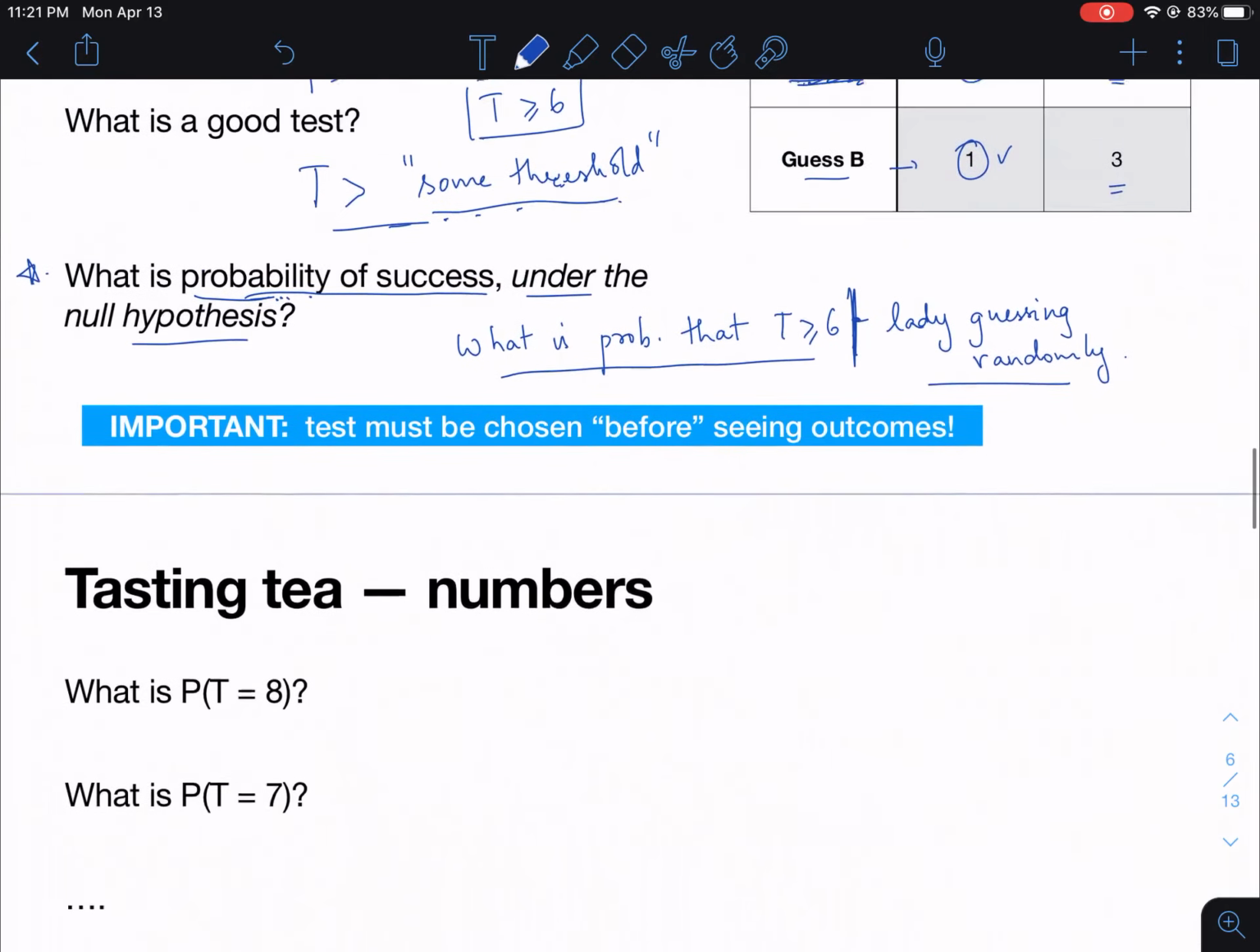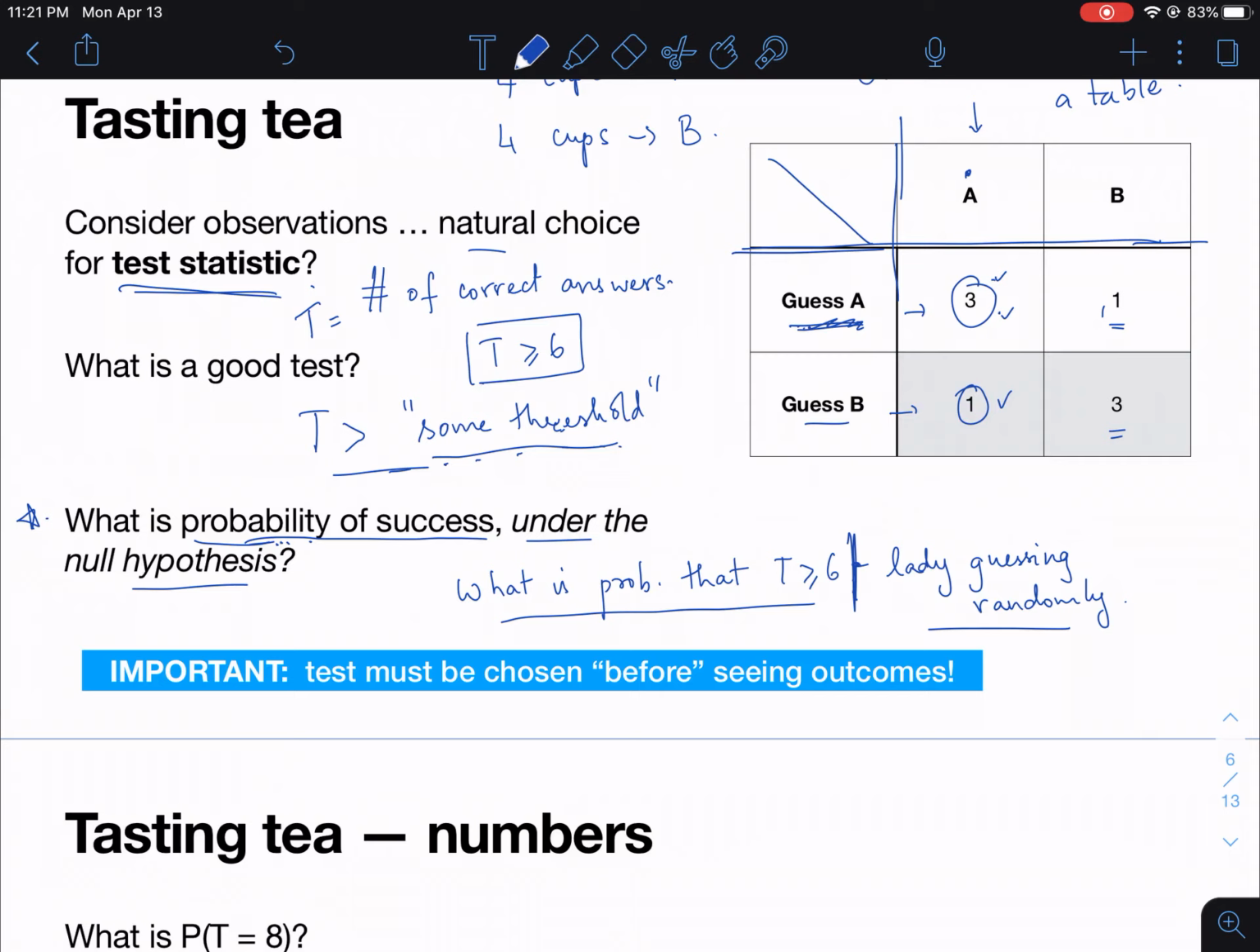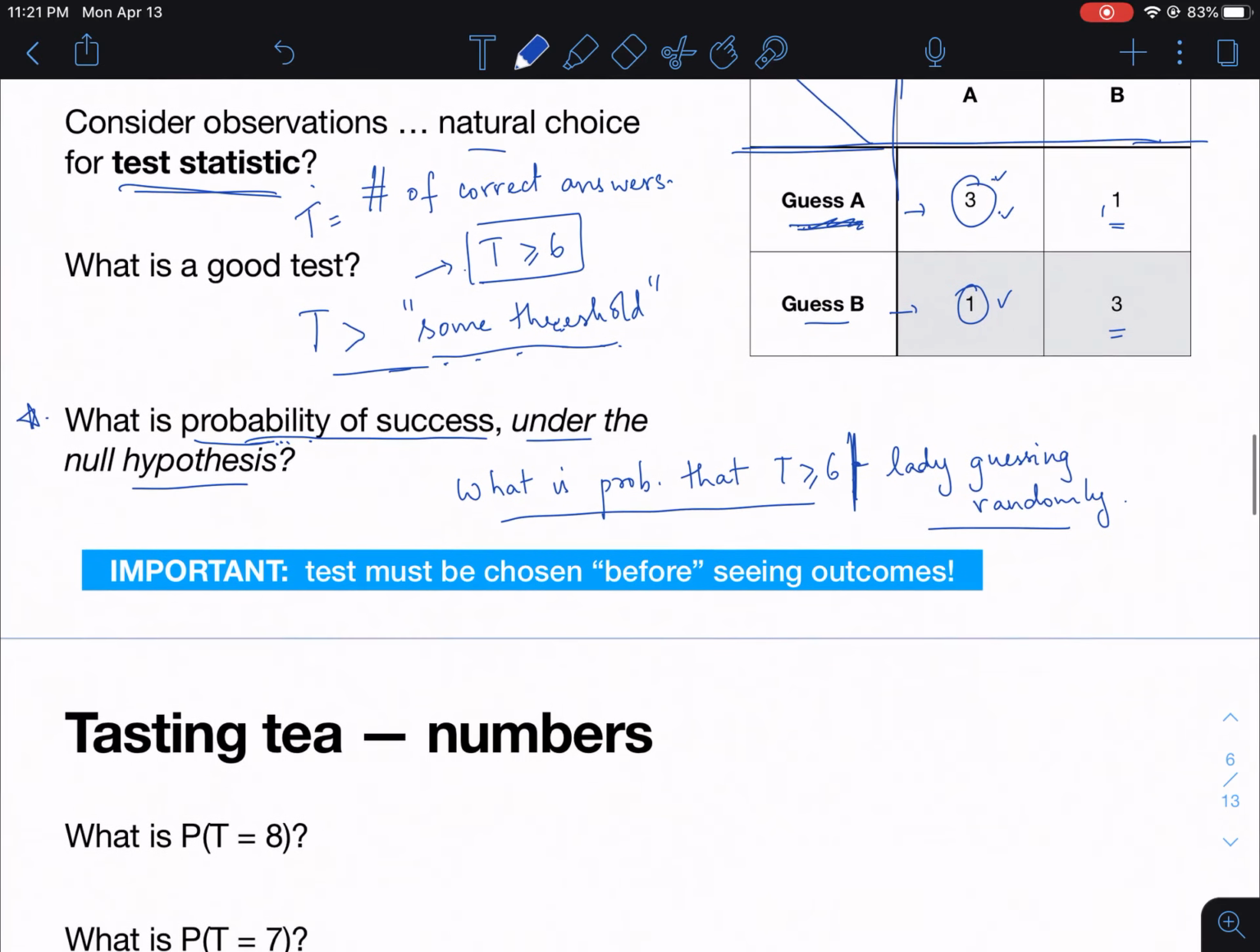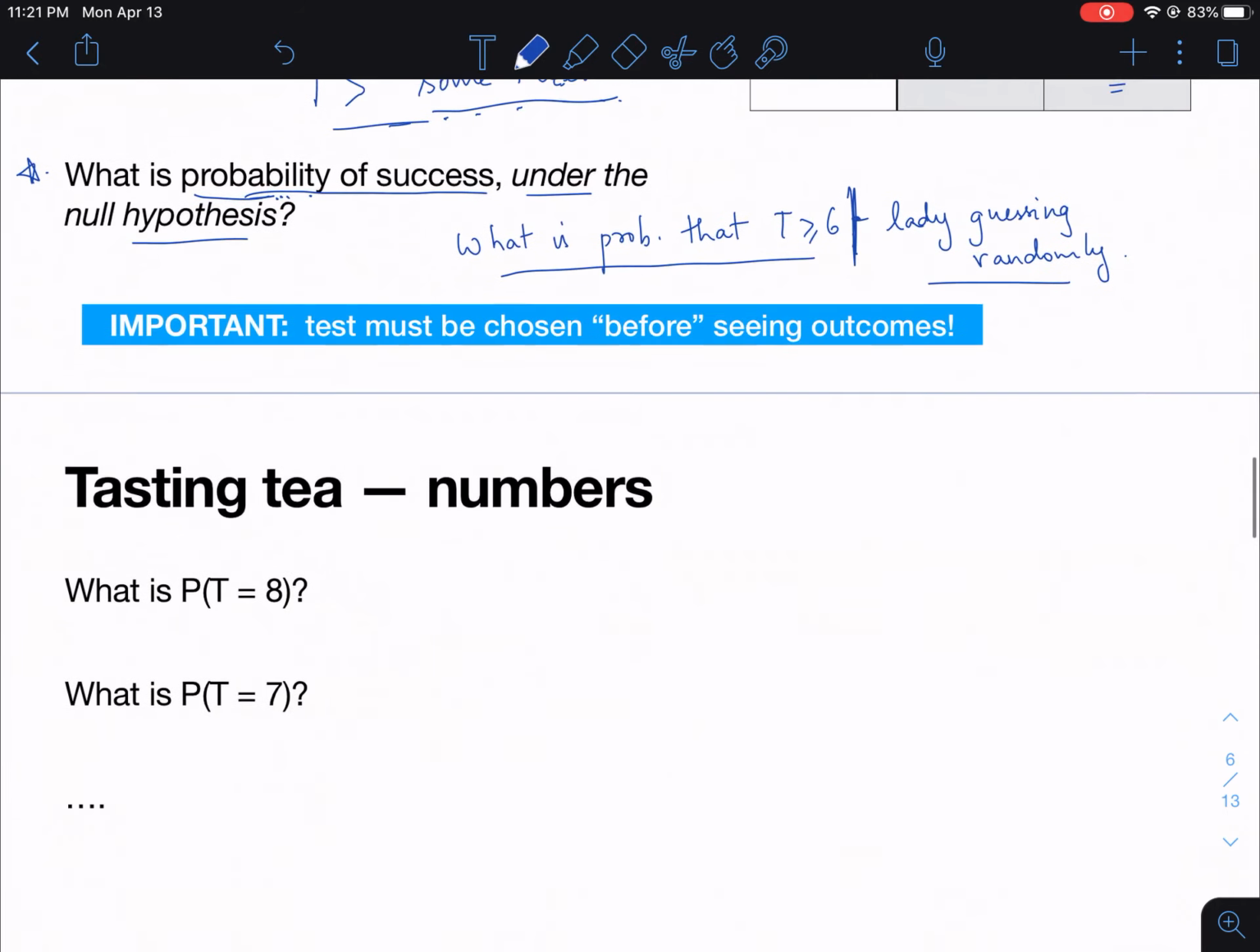Okay, so now let's see the calculation of this probability that we discussed last time, in this example of the lady tasting tea. Let's stick with this test, which checks if the number of correct answers is at least 6. Let's write out the answers. What is the probability that T equals 8? Here all these numbers are conditioned on the lady guessing randomly.